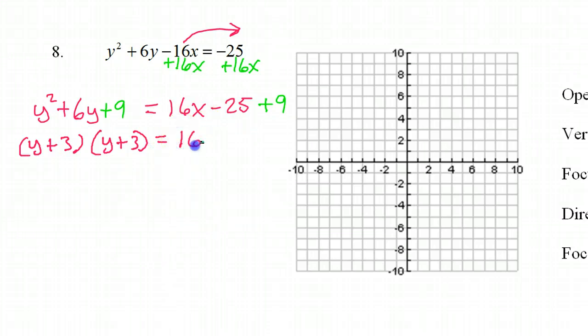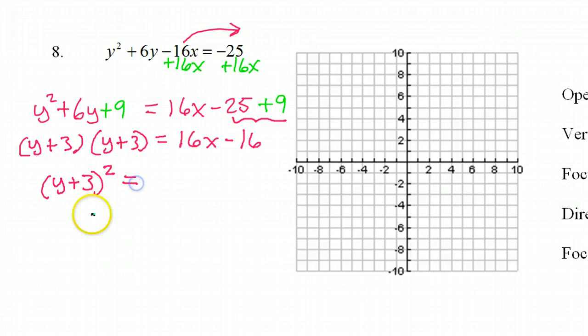Now over here I've got 16x minus 16. I just combine these like terms and I got negative 16. Now of course, what we were shooting for is to write this as y plus 3, the quantity squared. Okay, we're getting into that standard form. But we will also need parentheses over here. So that 16 in the front, we need to factor that out. So that's going to leave x minus 1.